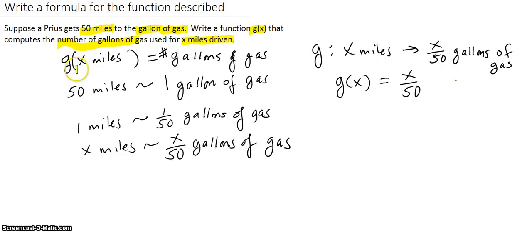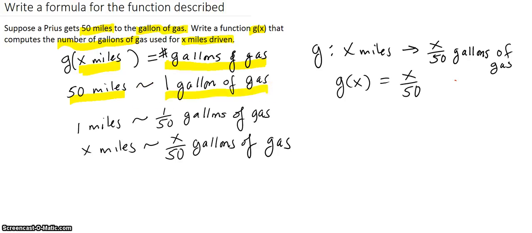So g, the function, will act on x miles and give us out the number of gallons of gas. So the input will be x miles and the output will be the number of gallons of gas. And we're given that 50 miles corresponds to 1 gallon of gas.